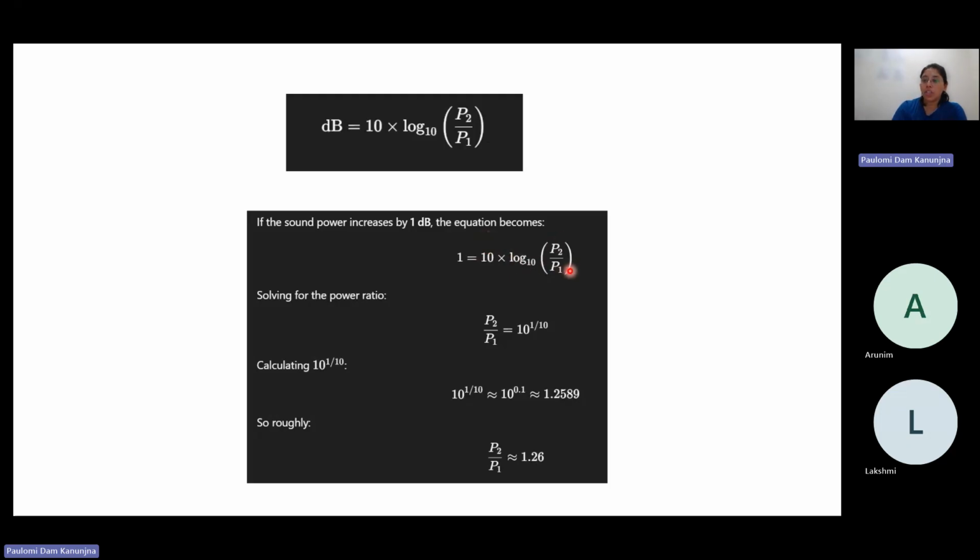So if you remove this logarithm, this change in power is basically taking everything to the left side, which is basically 1 into 10 to the power log 1 by 10, because this becomes 1 by 10 on this side. So log 10 to the power 1 by 10. So P2 by P1 is 1.26 times. So P2 is 1.26 times of P1.